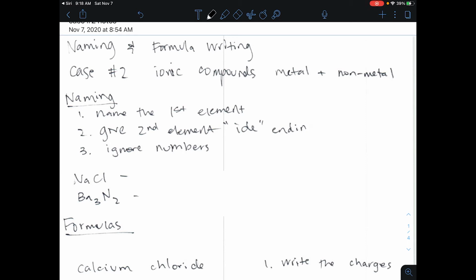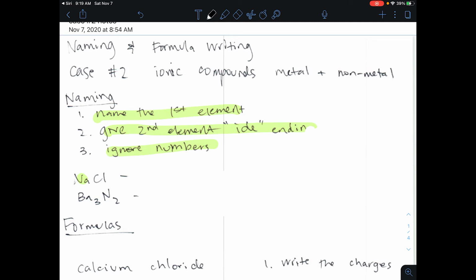So the rules are basically these. You name the first element, and that's the first one in the series, like that one right there. And then you give the second element an IDE ending, and you get to ignore the numbers. If there's numbers in the formula, you don't need to worry about them. It's a very straightforward rule.